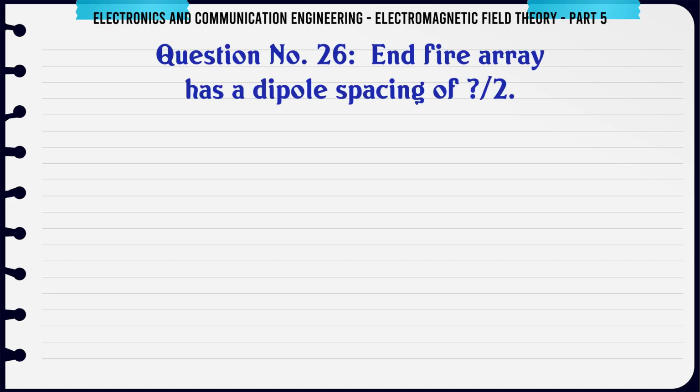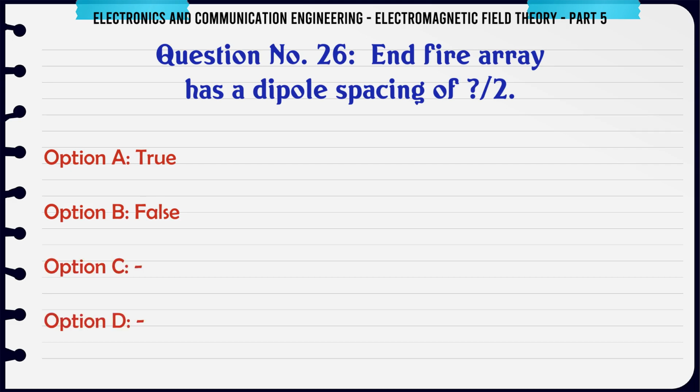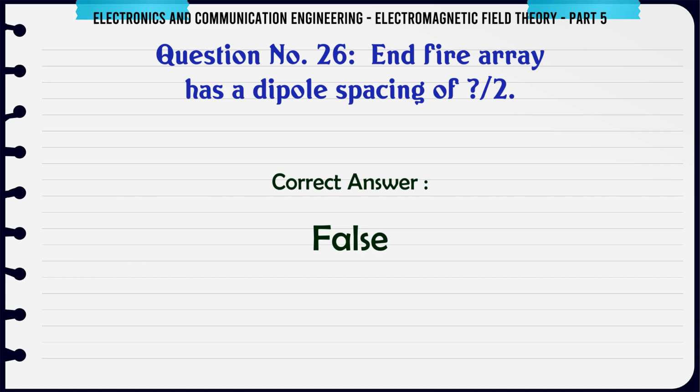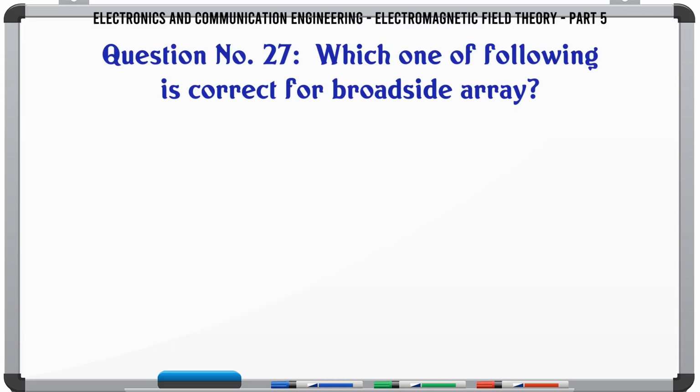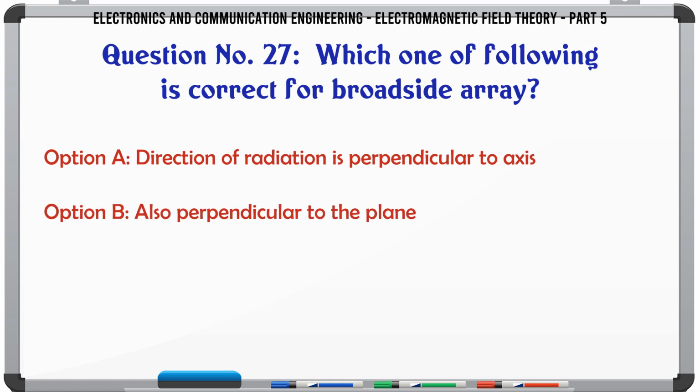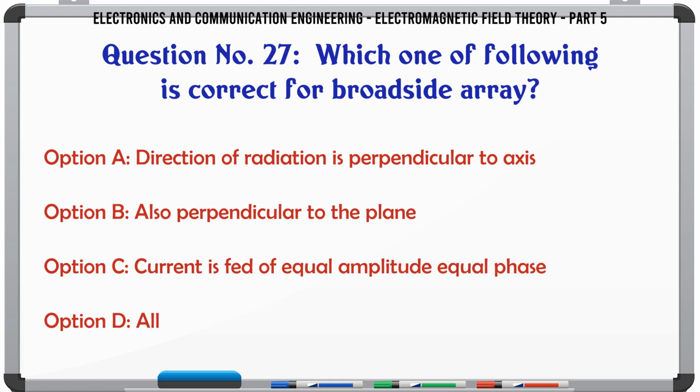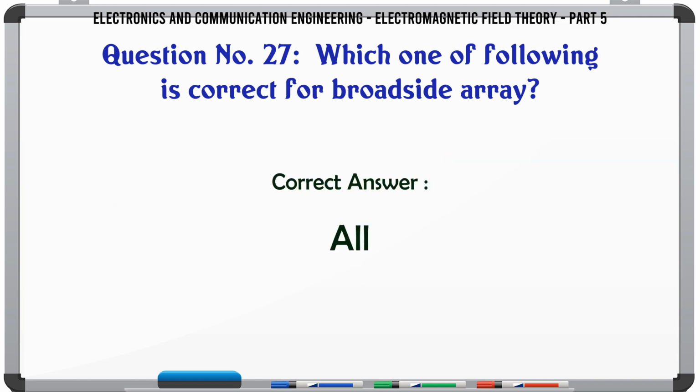End-fire array has a dipole spacing of 2. A. True, B. False, C. D. The correct answer is false. Which one of the following is correct for broadside array? A. Direction of radiation is perpendicular to axis, B. Also perpendicular to the plane, C. Current is fed of equal amplitude equal phase, D. All. The correct answer is all.